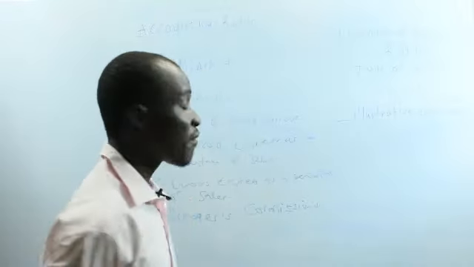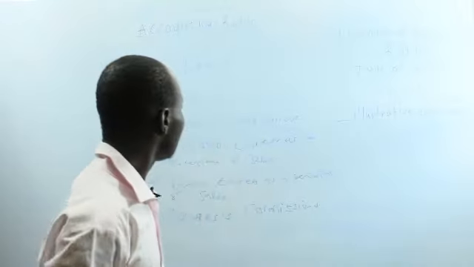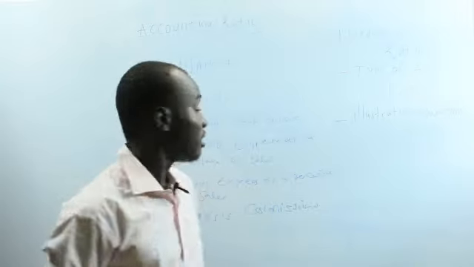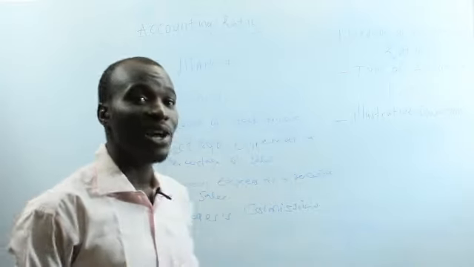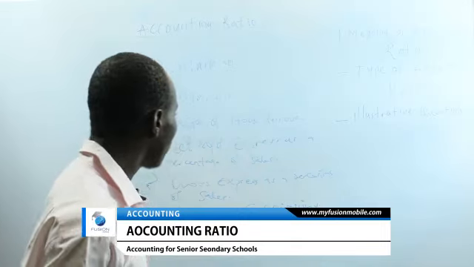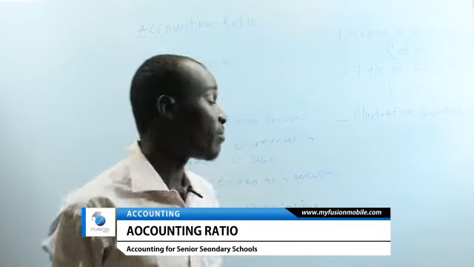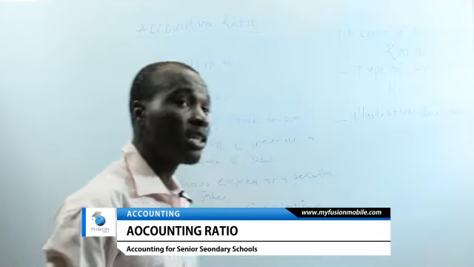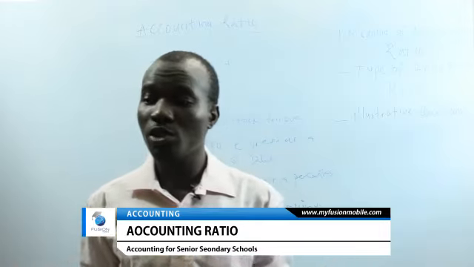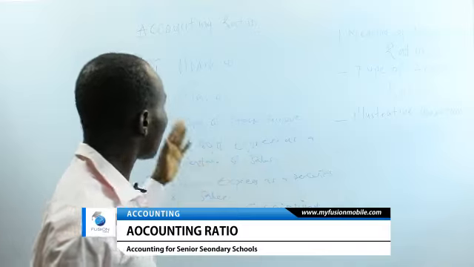So the first one we have the markup, followed by the margin, then we have the rate of stock turnover, thereafter we have the net profit expressed as a percentage of sales, then next one we have the gross profit expressed as a percentage of sales, then the last one we have the manager's commission. So firstly, we'll be looking at the markup.